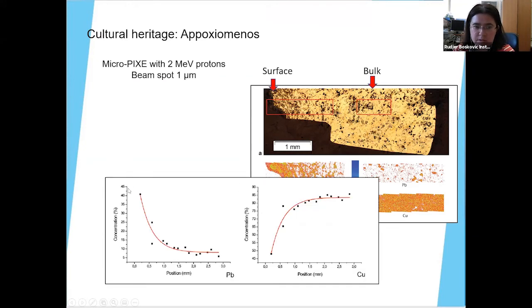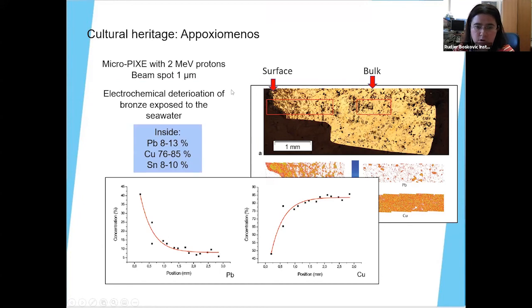And what we see basically is that the lead concentration dropped as we go from the surface to the interior. And we see that this drop is within, let's say, 600 micrometers in the sample. So with the external beam PIXE, we were analyzing this surface region, but the real representative of the bronze should be from this bulk region. And this was just because of the deterioration of the statue, since it was in the seawater for centuries.